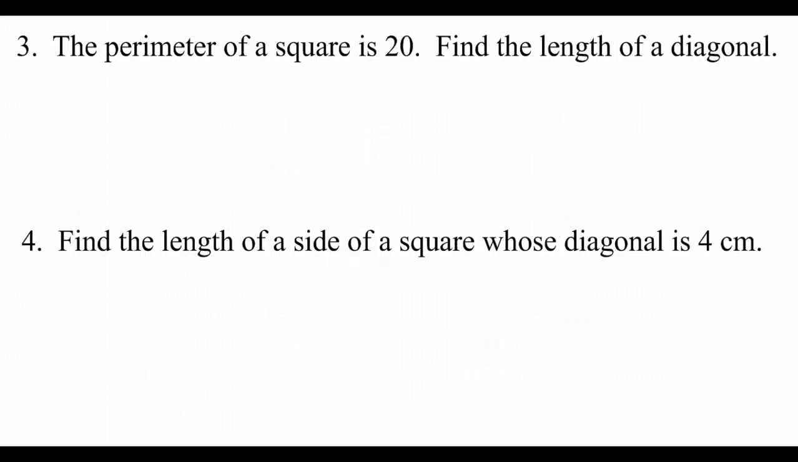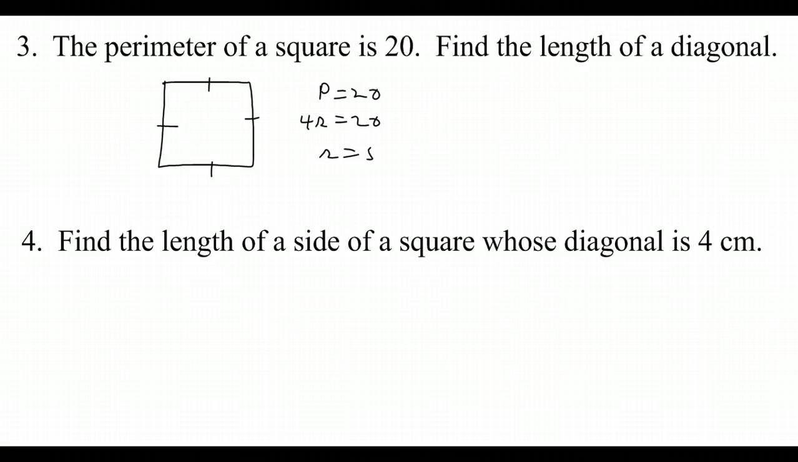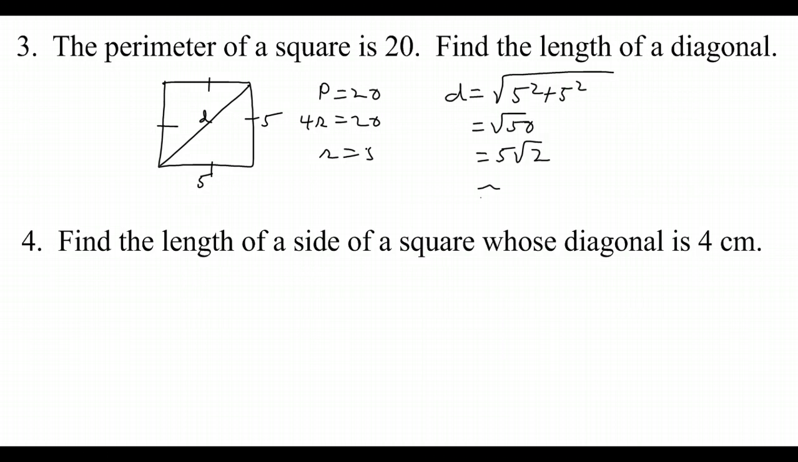The perimeter of a square is 20, so I've got this square. I know that all sides are equal, and the perimeter is 20. Well, perimeter is simply 4 times the side length. So s is 5. If I'm looking for my diagonal, and I know that s is 5, then my diagonal is equal to the square root of 5 squared plus 5 squared. That is the square root of 50, or 5 square roots of 2, which is approximately 7.07.